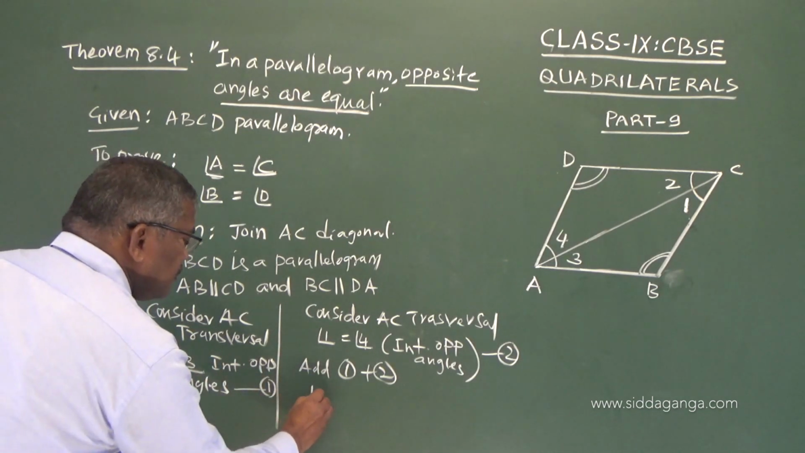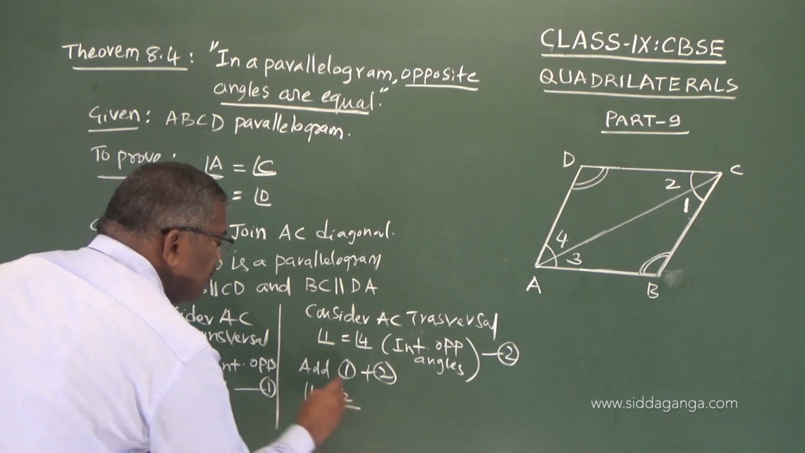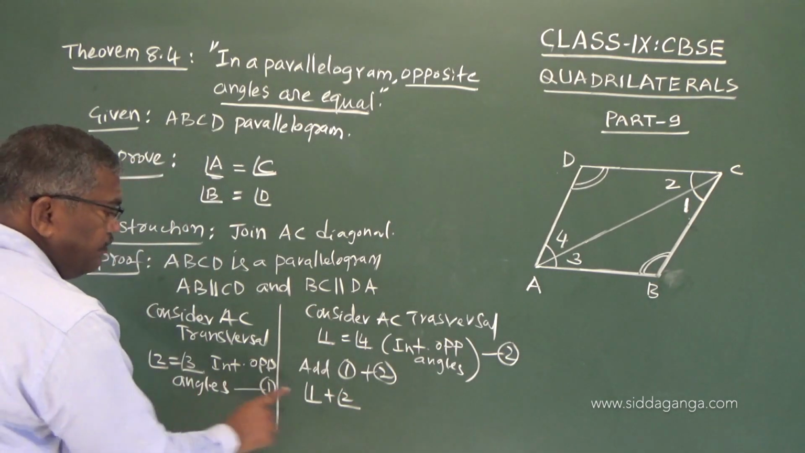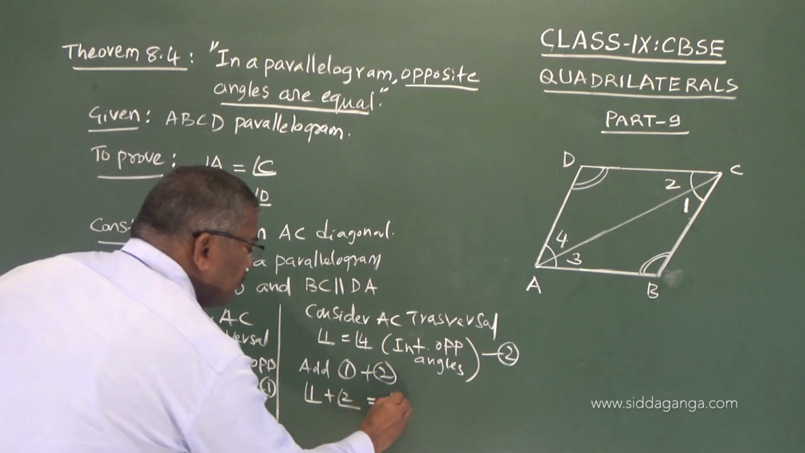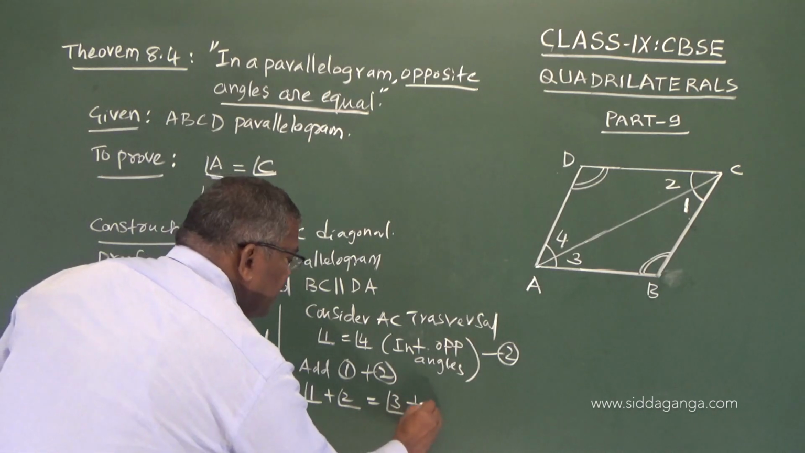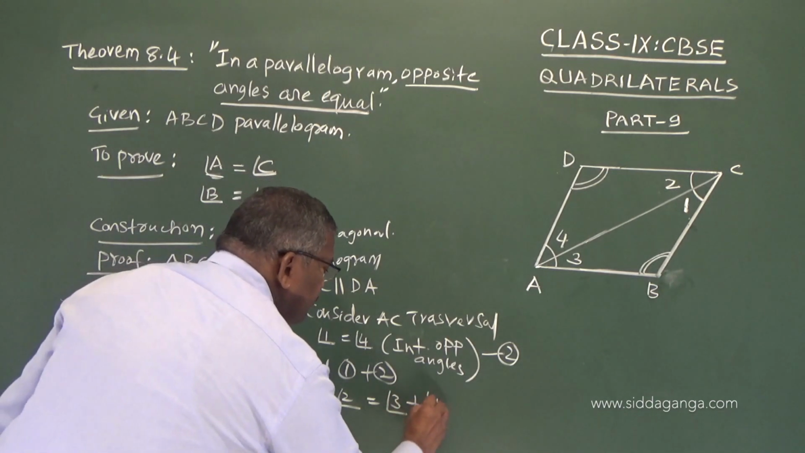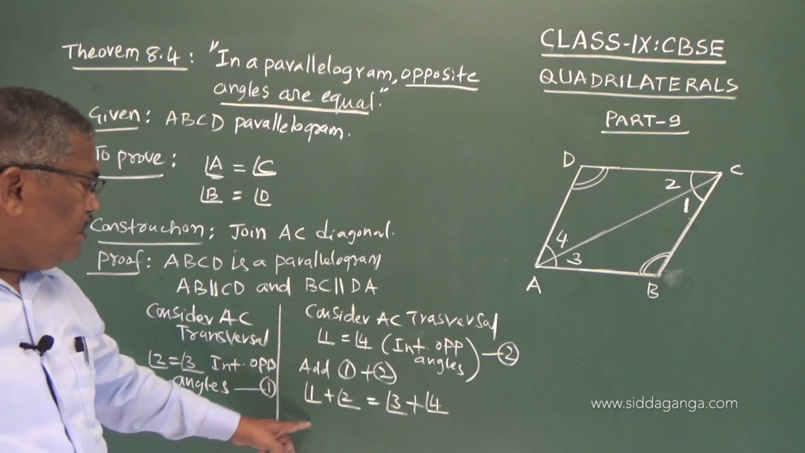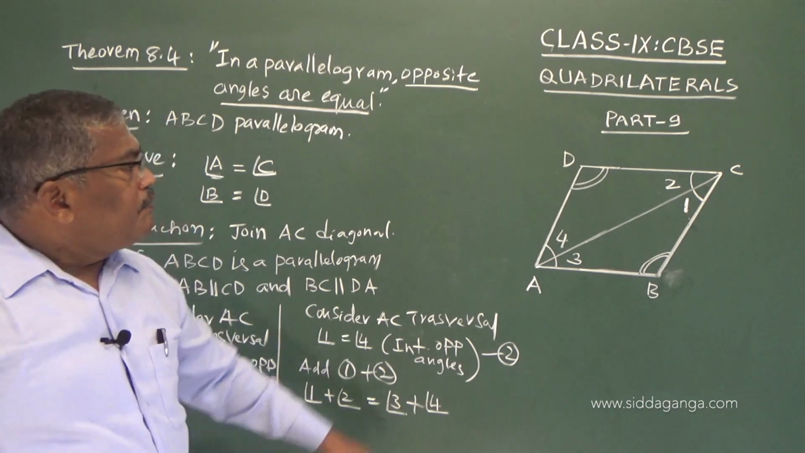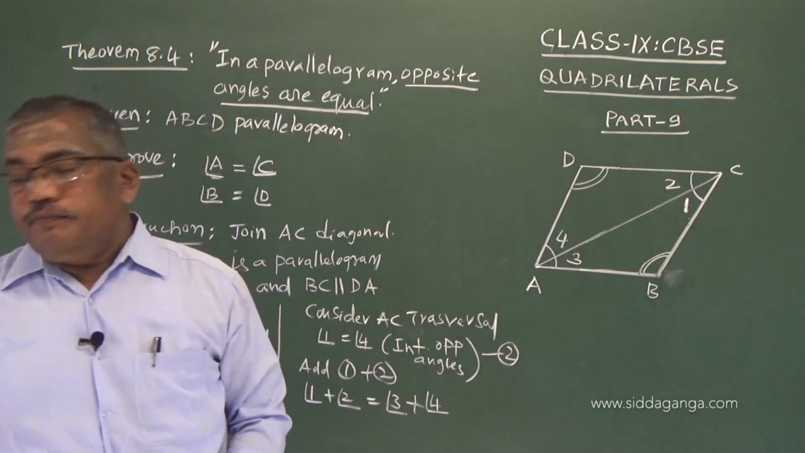Angle 1 plus angle 2 equals angle 3 plus angle 4. Right hand side with right hand side, left hand side with left hand side. So, we are adding on both sides. Angle 1 plus angle 2 is equal to angle 3 plus angle 4.